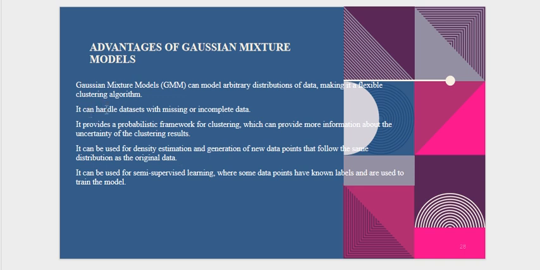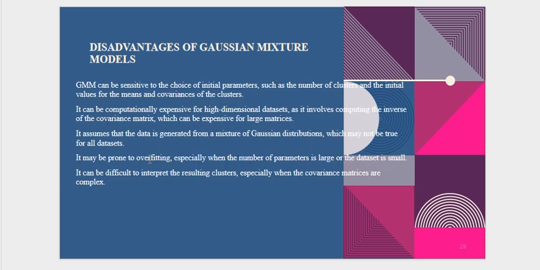Now the advantage is that it can give output in various shapes and sizes. It deals with missing and incomplete data, and it can be used for problems like density estimation. The newly generated data points also will be handled with a predefined set of probability distributions as the original data. It also provides information about the uncertainty of the results. It can be used for semi-supervised learning where the input is not labeled properly.